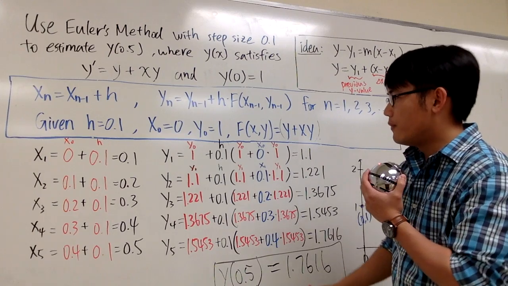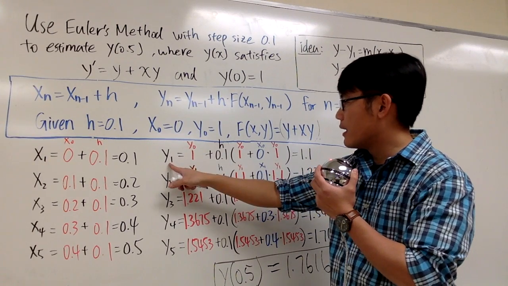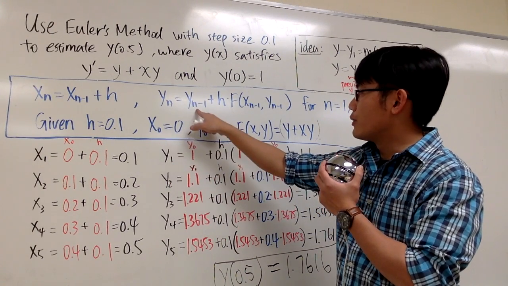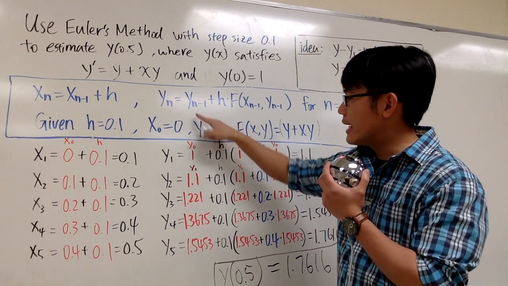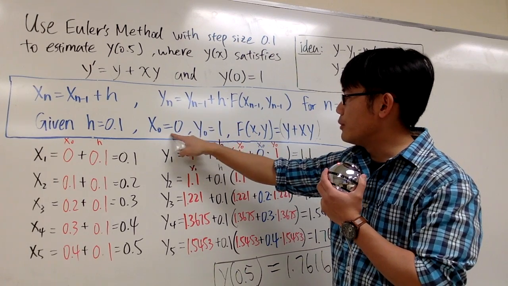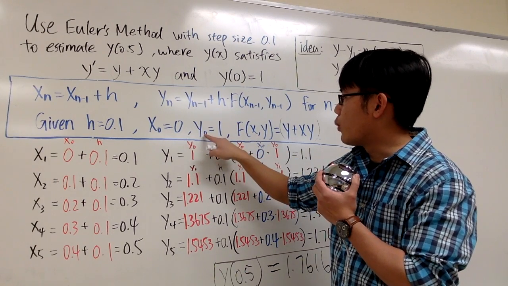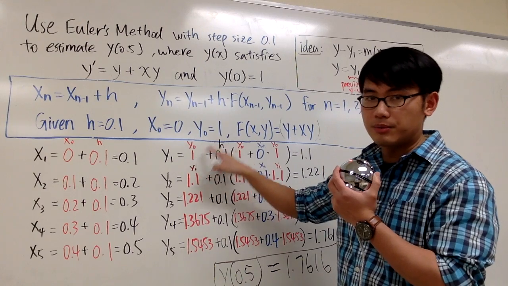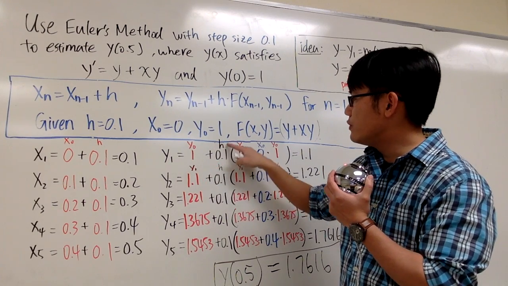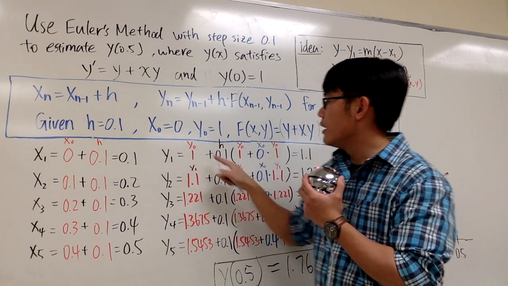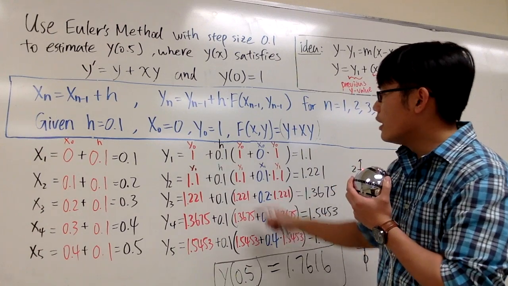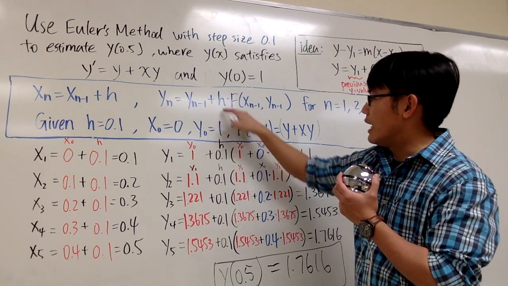For the y1, we have to use this formula, which says I need to know the previous y value. So I'm looking at this right here, y0 is equal to 1. So just plug in right here, plus the h value, which is 0.1, and that's the step size. And then that's pretty much all I have right here.